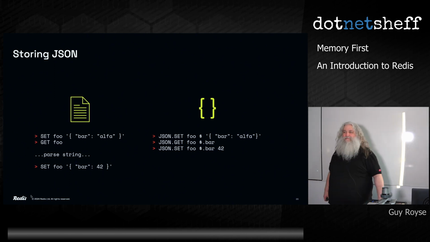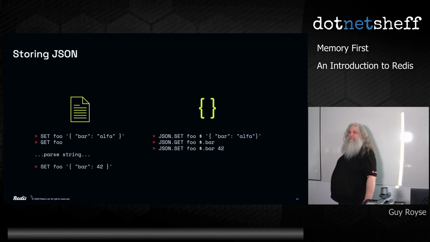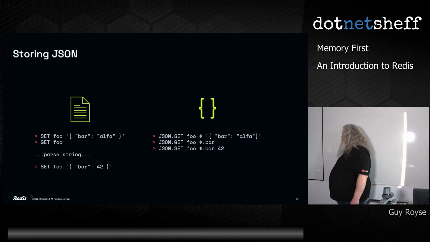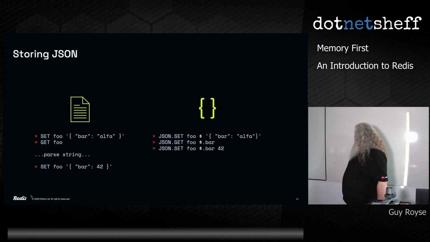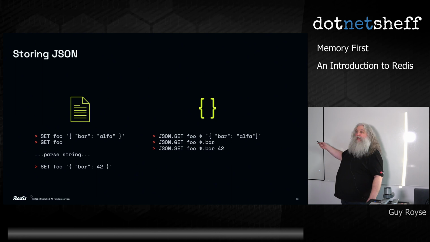What happens if you're trying to target an item in an array? So say you've got a person with a bunch of addresses. I have a demo for that. I am going to show that demo. So it's full JSON path syntax.